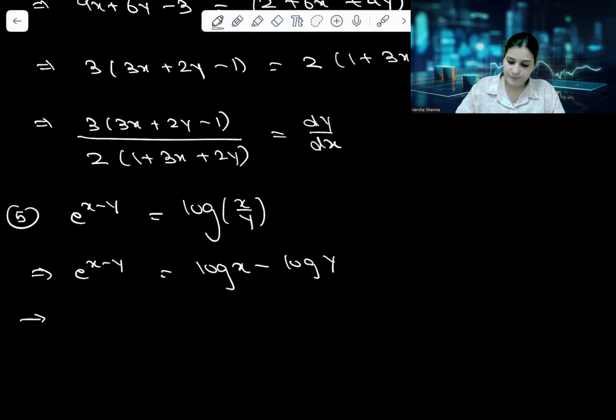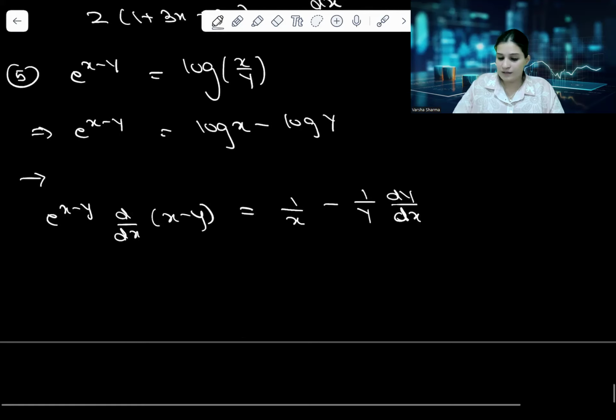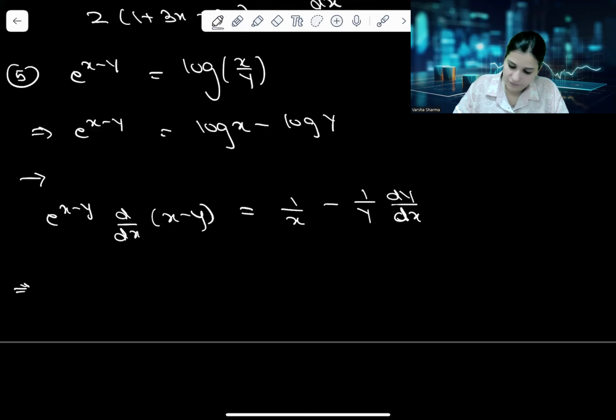Now differentiating it. e to the x is e to the x. Because of chain rule, I need to differentiate the power again. Log x becomes 1 by x, log y becomes 1 by y dy by dx. Now, e to the power (x − y) into (1 − dy by dx).